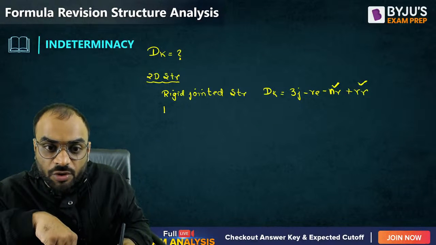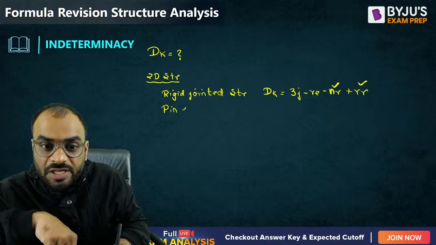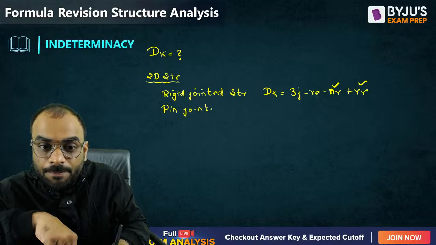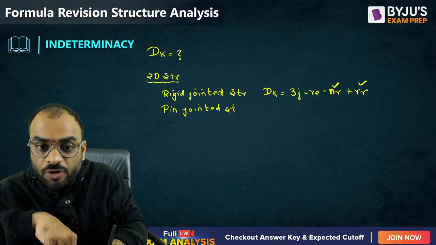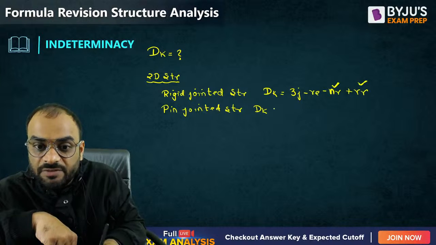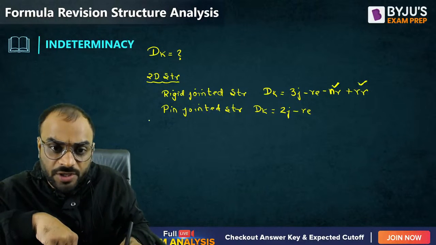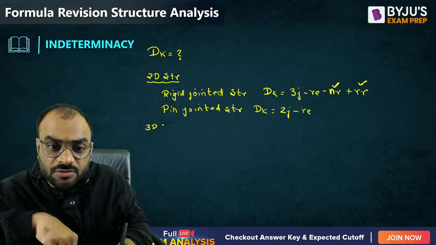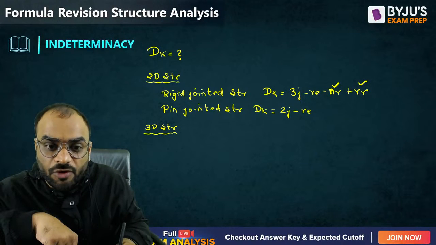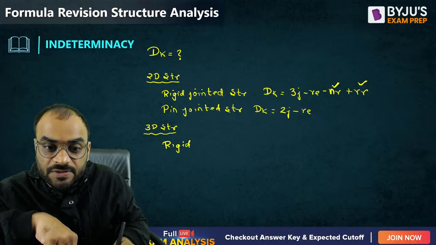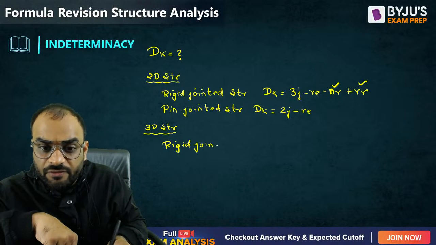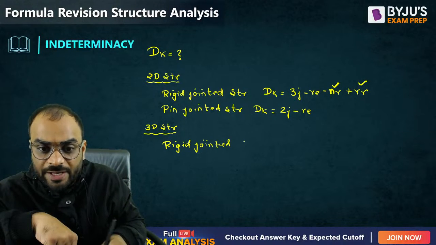Now similarly, I want to find out the value of dk for pin jointed structure. For pin jointed structure, dk will be 2j minus re, right? Okay. Then we have 3D structure. For 3D structure, what will be our formula to calculate the dk for rigid jointed structure? Guys, in this way we will revise all the formulas which are required as per your subject, right?